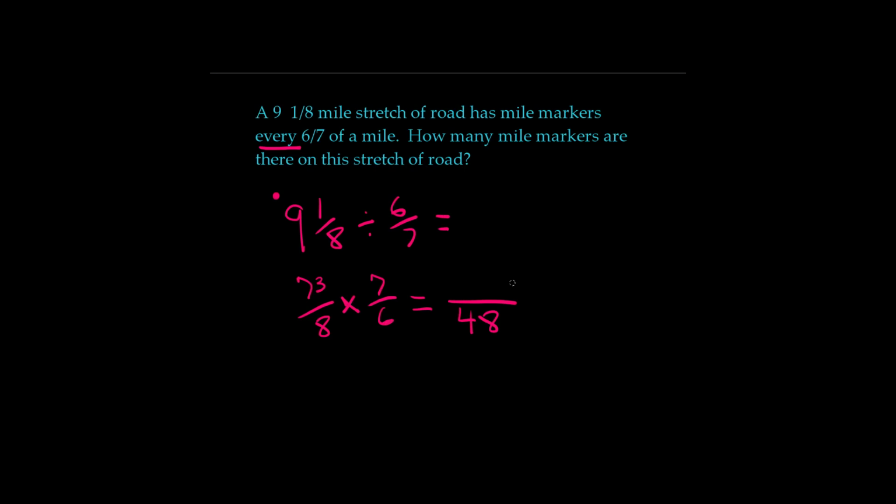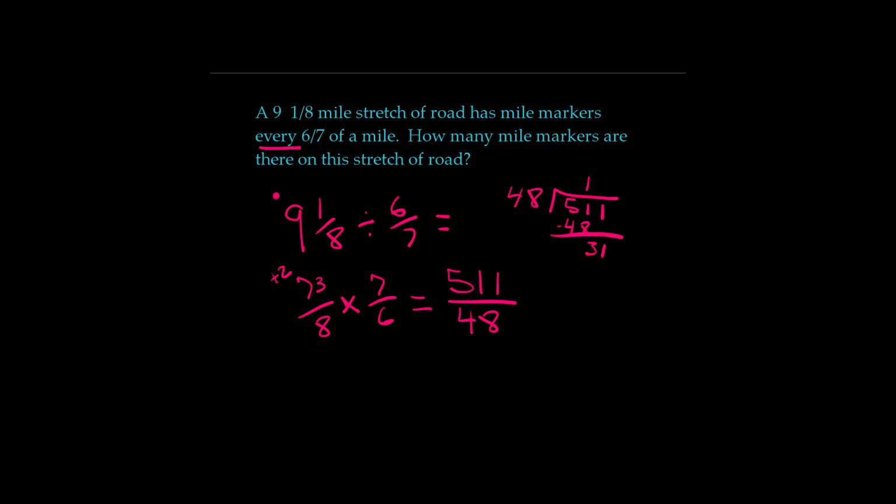So 7 times 3 is 21. 7 times 7, 49 plus 2. Get us to 51. So 511 over 48. I can't do that one in my head. So let's go ahead and set up a little division problem. Okay, pretty nice here. 48 into 51. That's nice and easy. One of those.